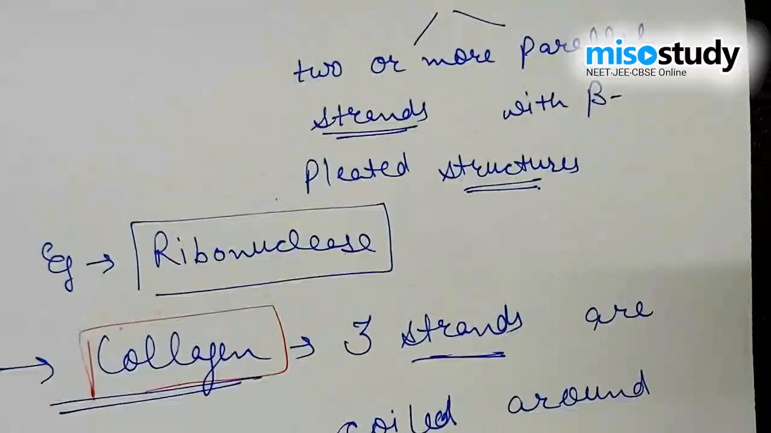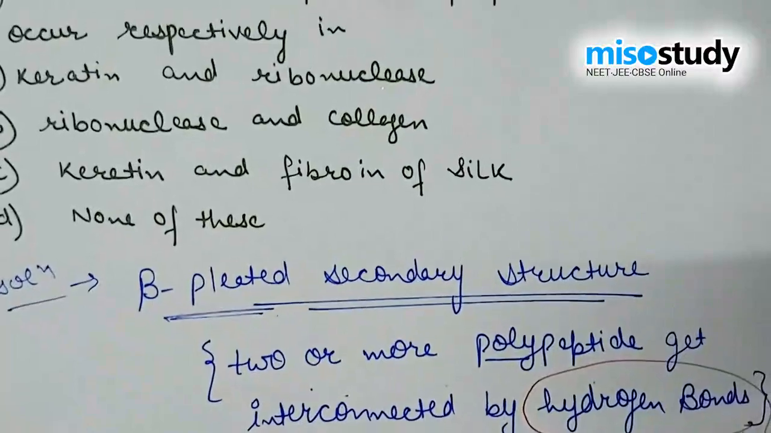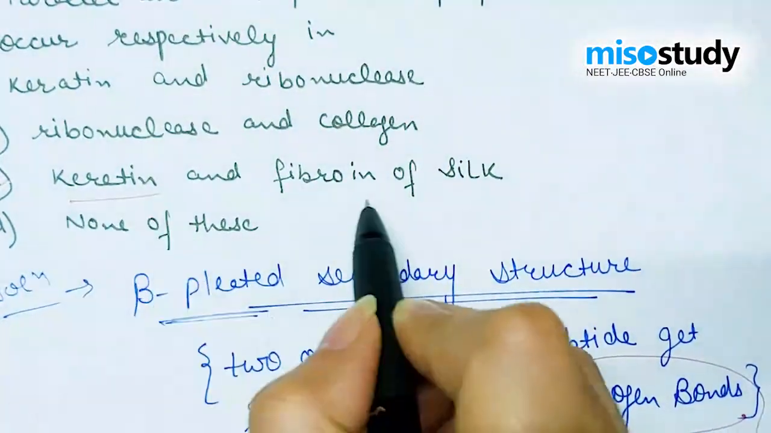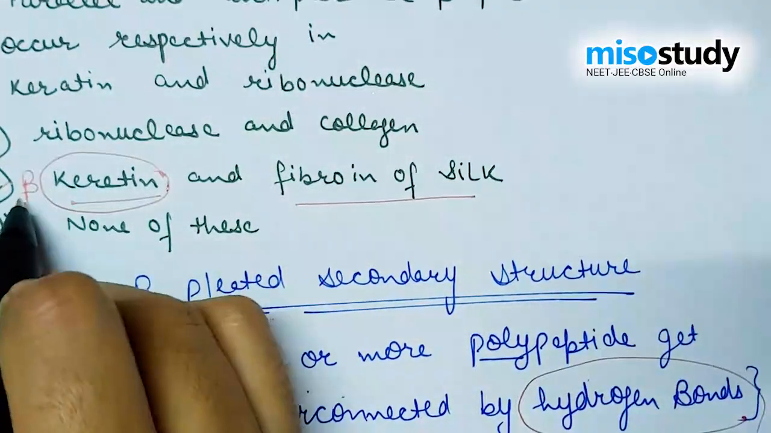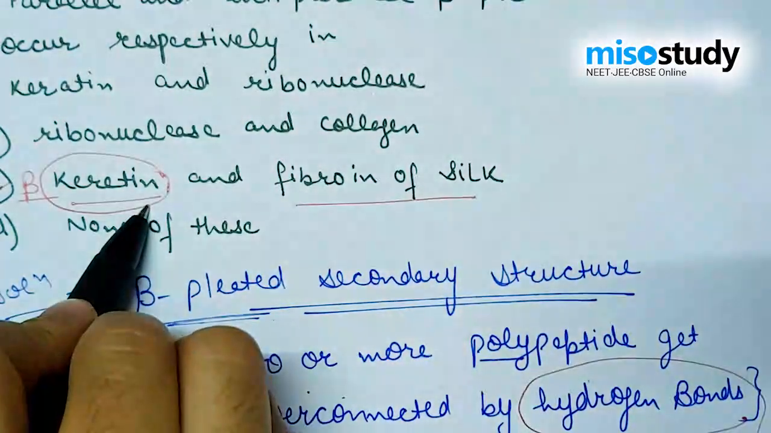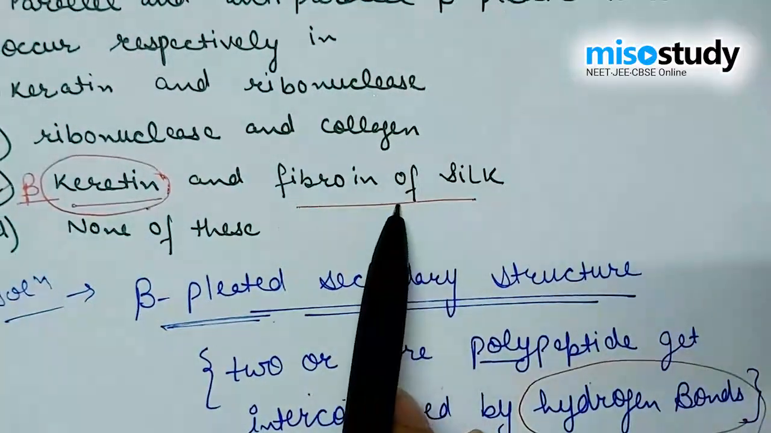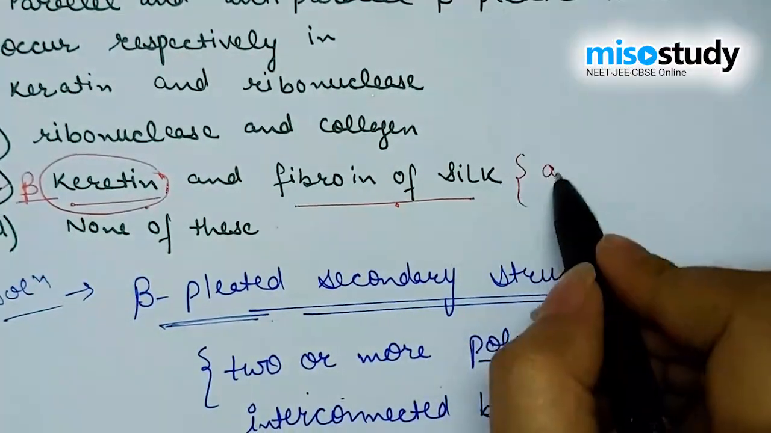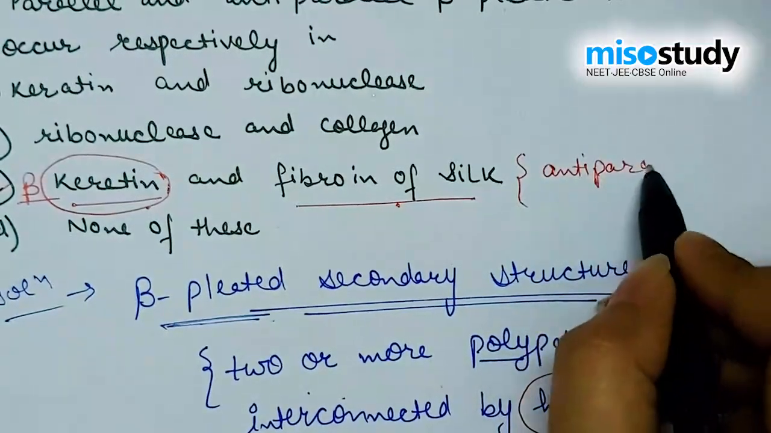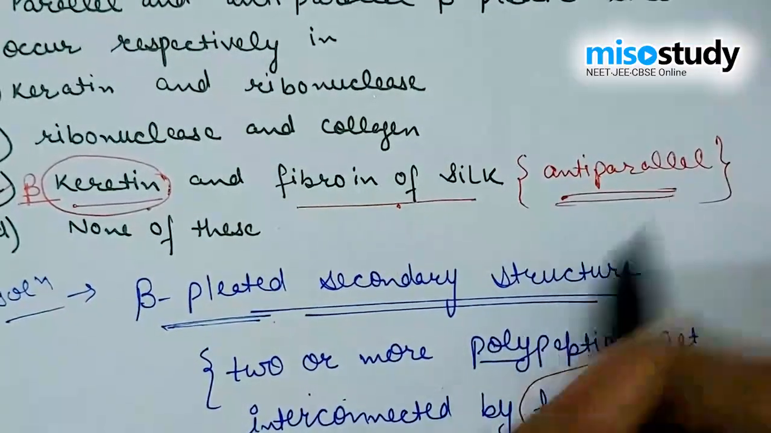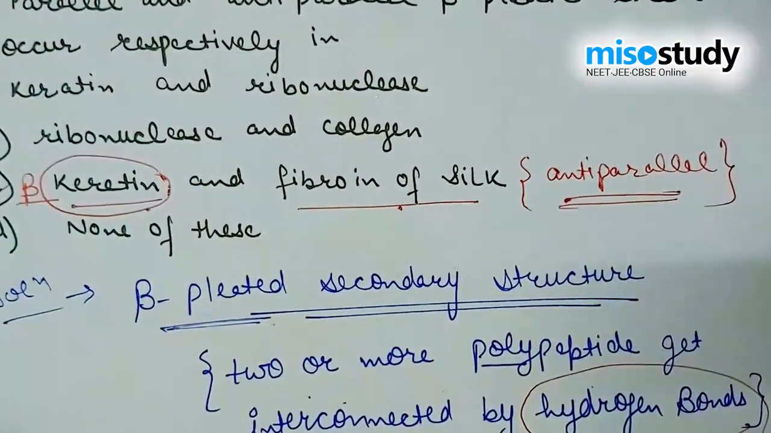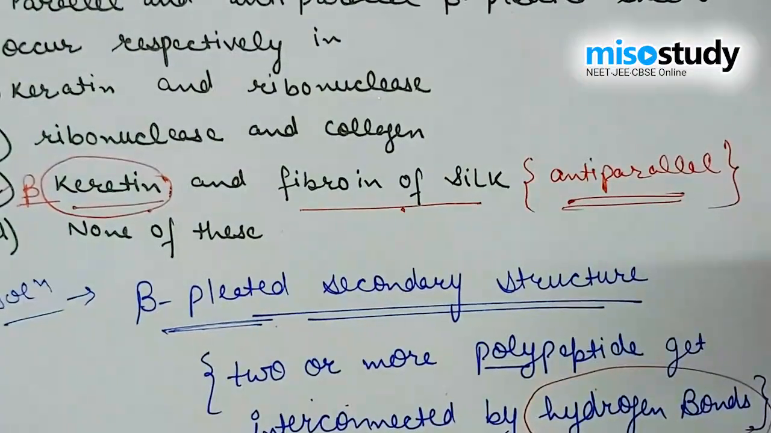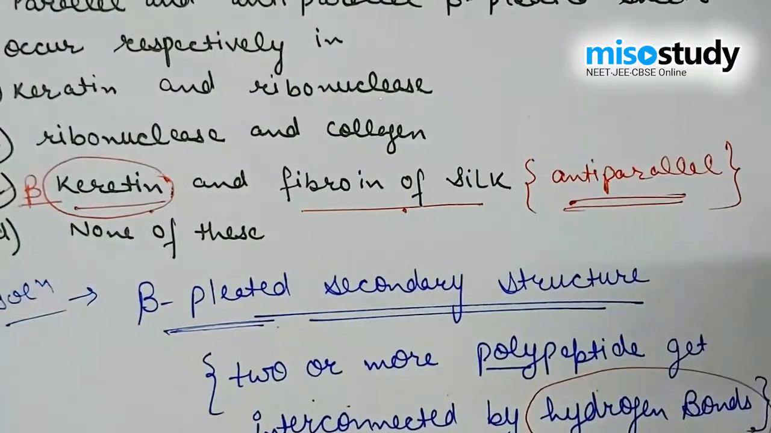So according to the discussion, the right answer for the question is option C, which includes keratin and the fibroin of silk. As we know, keratin shows the parallel type of beta-pleated sheet arrangement, and fibroin of silk shows the anti-parallel arrangement of beta-pleated sheets because the strands are in opposite directions. So this is all for this question. Let's discuss the next question from biomolecules.